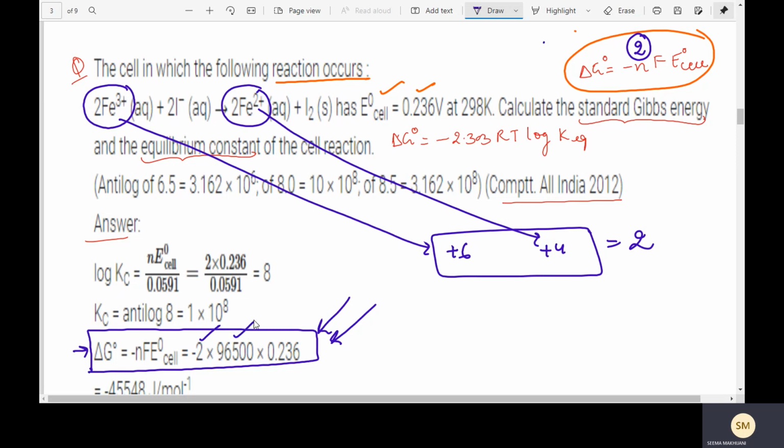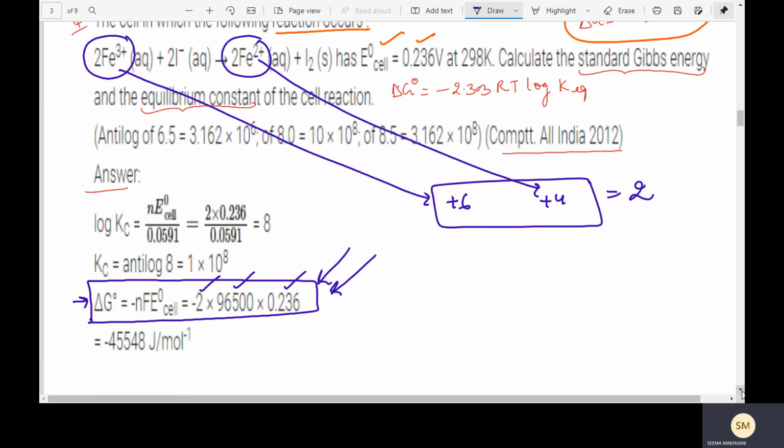Faraday is 96500 and your E naught cell is given to you as 0.236. इस वैल्यू का आंसर प्लीज बेटा जूल्स में आएगा because this is coulombs, this is volts. So coulomb into volts is joules. अगर उसको किलो जूल्स में कन्वर्ट करना है तो उसको डिवाइड बाय 1000 करेंगे, तब वो किलो जूल्स में कन्वर्ट होता है.